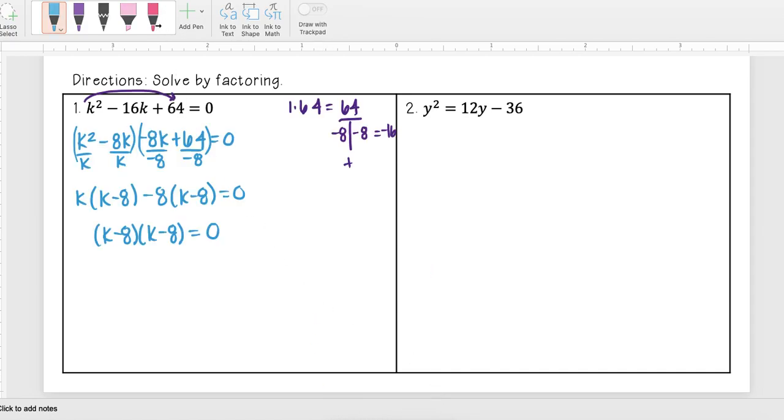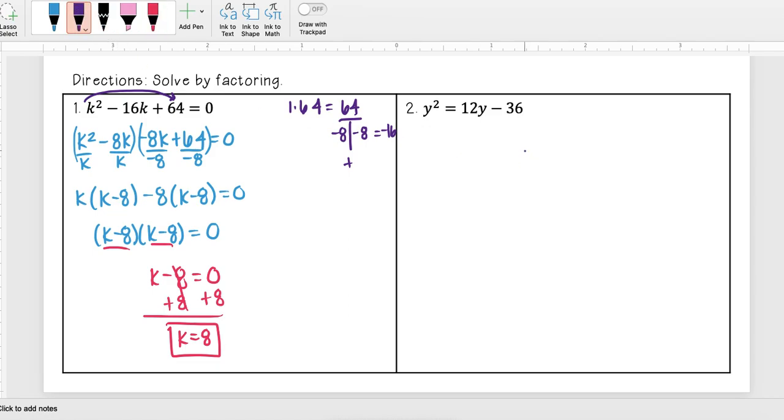So what you should have gotten here was k minus 8 times k minus 8 equals 0. Now since this one is set equal to 0 and it's telling me to solve, I want to go and take this a step further by actually setting each factor equal to 0. But since these are both the same thing, I really just need to solve one and solve for k. So my answer here is k is equal to 8.